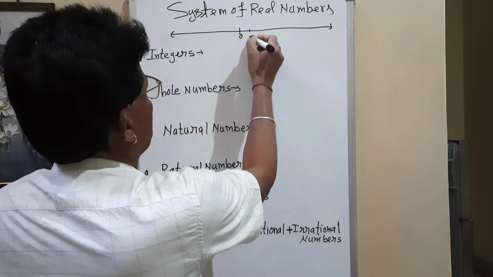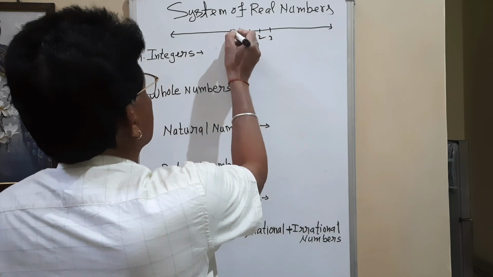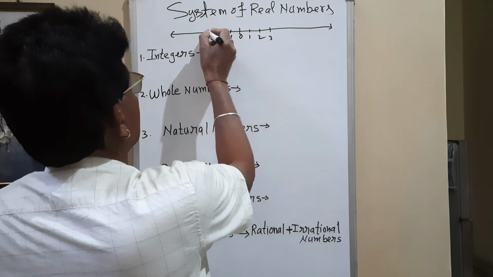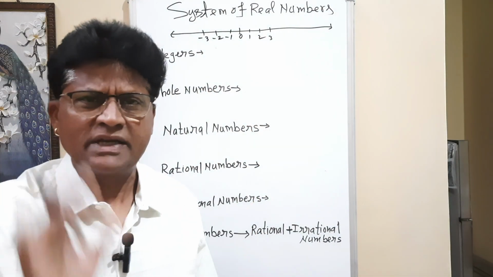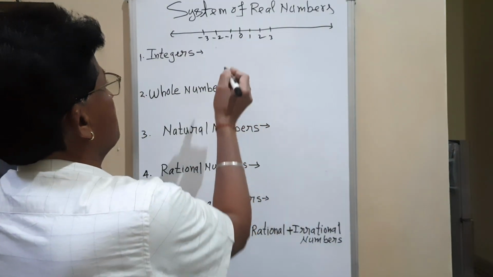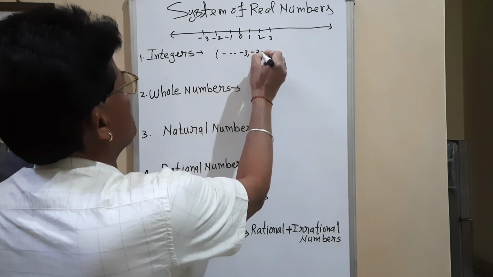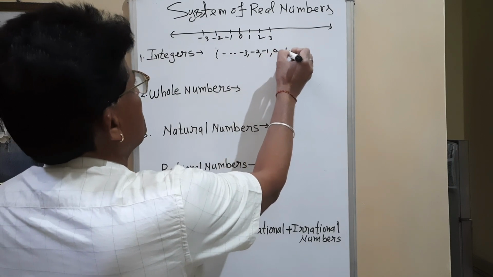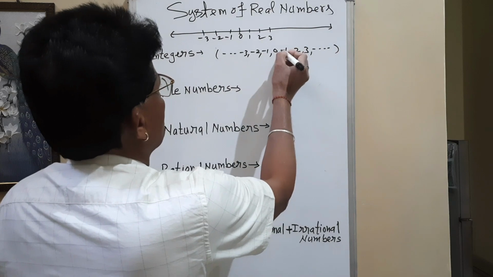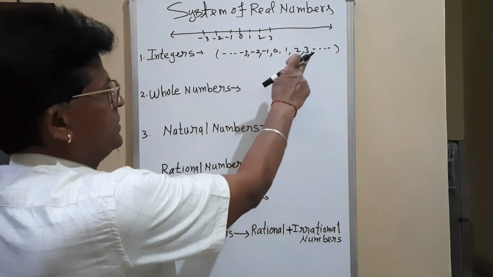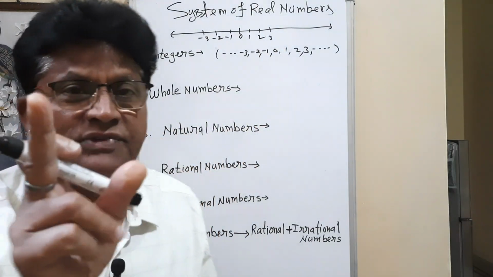On the right side, I will take the positive numbers 1, 2, 3 and so on. On the left side, I will take the negative numbers -1, -2, -3. Integers. A very simple definition I will generate from the number line. Collection of negative numbers and positive numbers including 0 are called integers. These are the integers. That is the definition of integers.